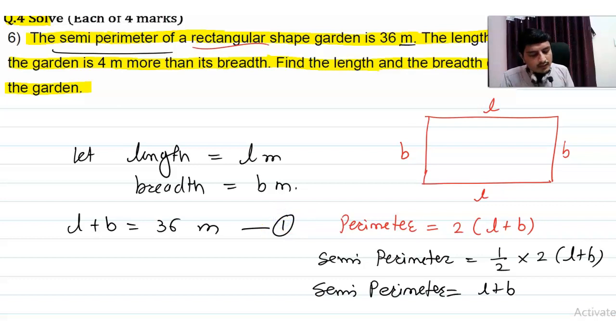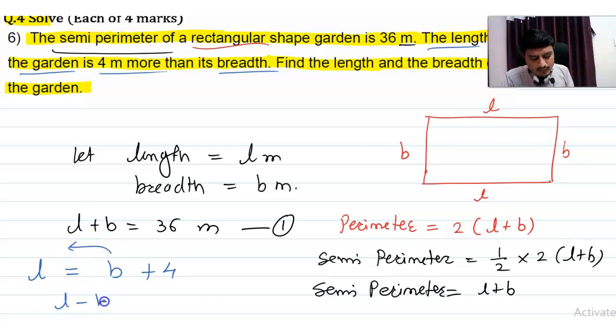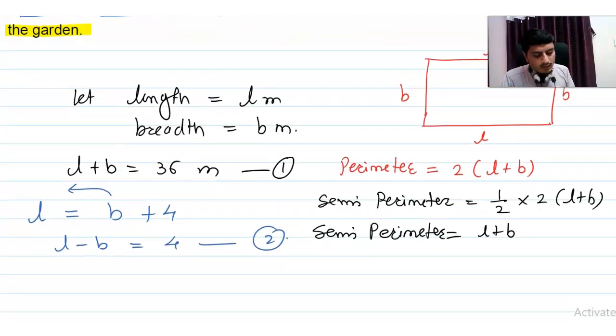Look at the second condition. What we have been given: the length of the garden, that means L, is 4 more, so we have to add a 4 to the breadth, as compared to the breadth. So once we shift the B from LHS to RHS, we get L minus B equals 4. Call it equation number 2.